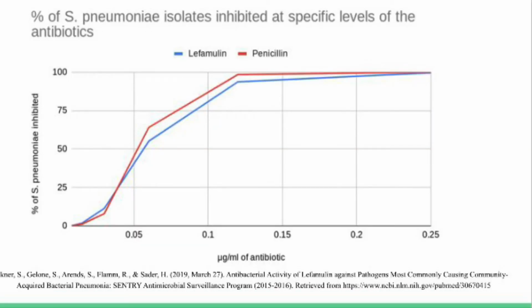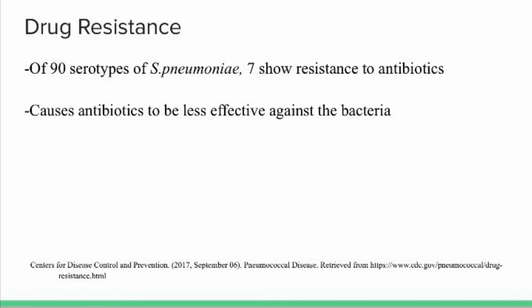This graph is used to show the data in the previous slide visually. This shows that there are few visible differences between the two throughout the process of inhibition. Drug resistance is another issue when comparing the effectiveness of these two antibiotics. Of 90 serotypes of Streptococcus pneumoniae, 7 show resistance to antibiotics. This resistance can cause an antibiotic to be less effective when treating an infection.